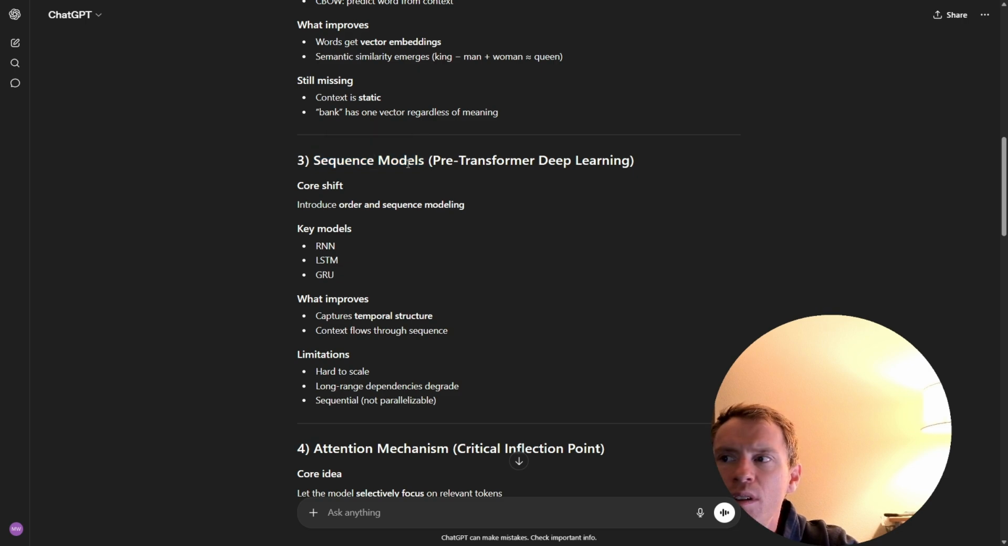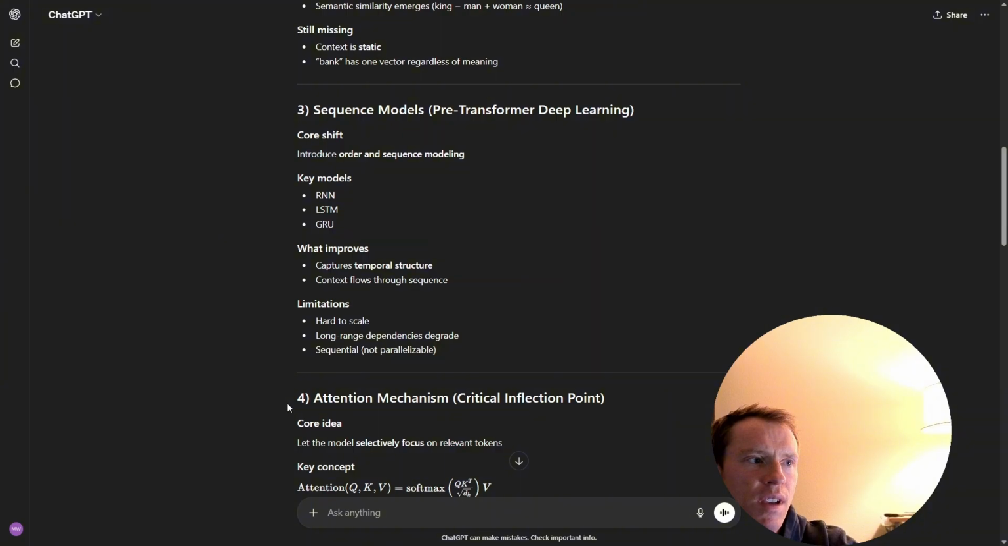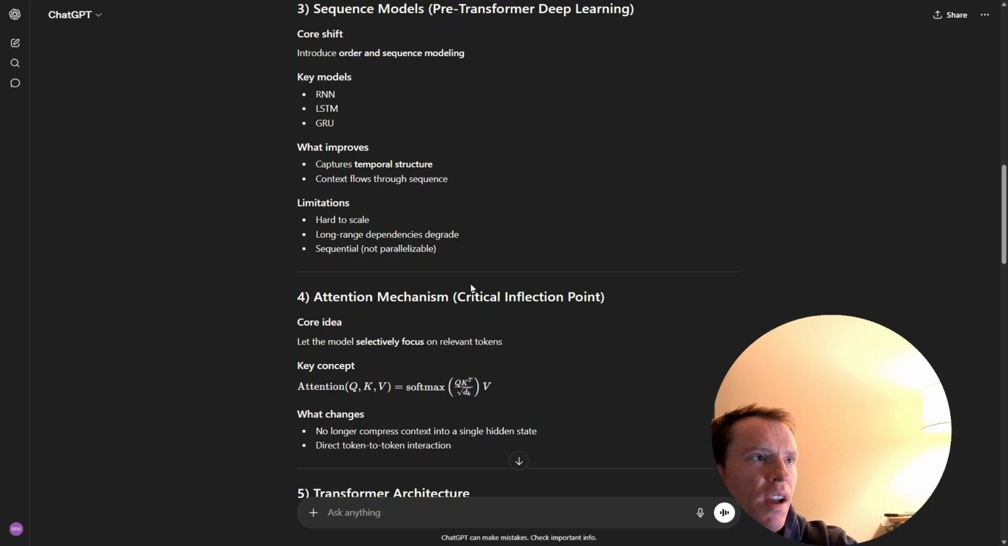So for sequence models, and this is saying pre-transformer deep learning, I think we're not even going to cover this one because it says it's hard to scale, and that's my understanding of these data structures. So this is an RNN, a recurrent neural network.